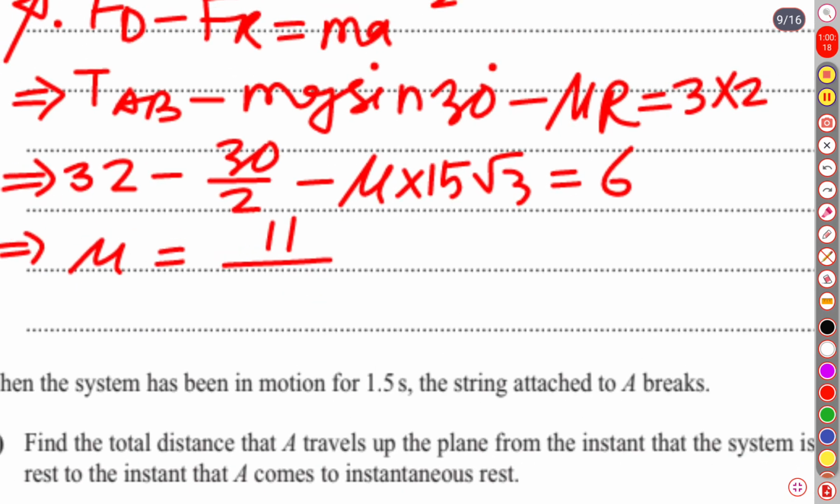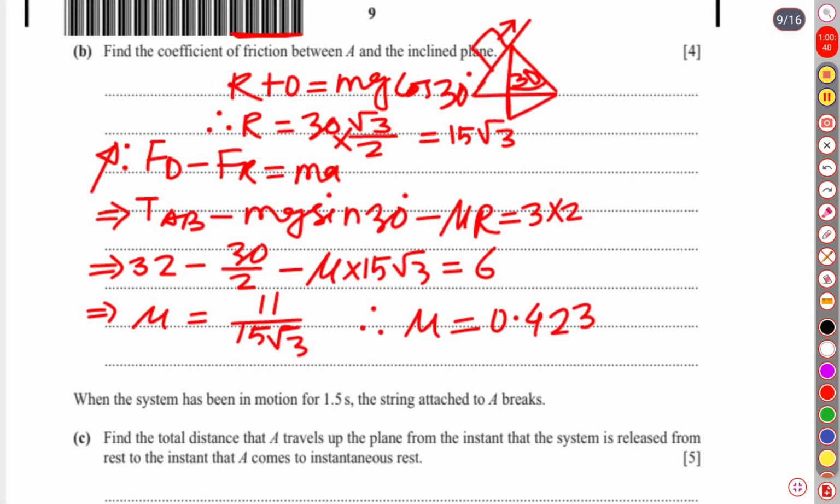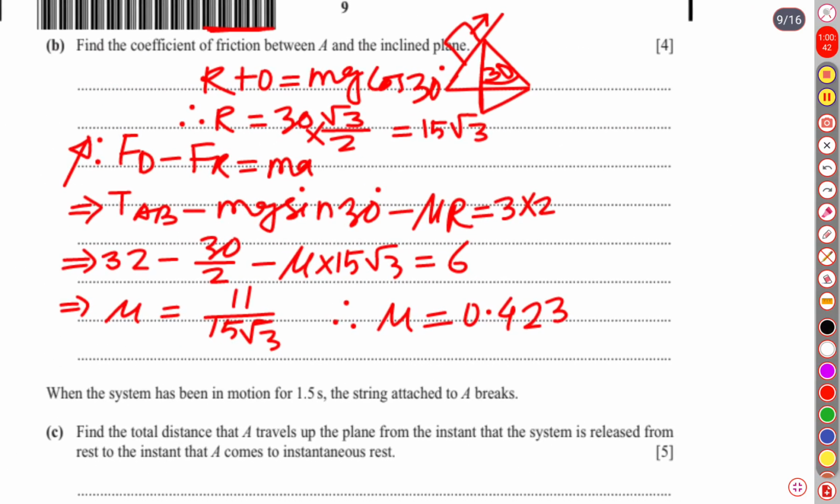15 square root over 3. Hence our mu is going to be, let us divide 11 by 15 square root over 3, which is 0.423. 0.423 is the frictional coefficient of A, between A and the plane. That is the answer to the question.